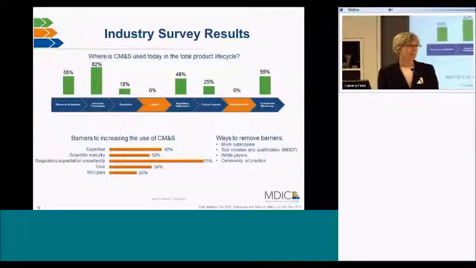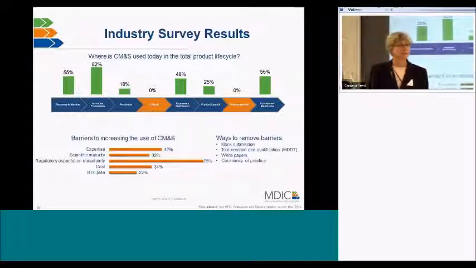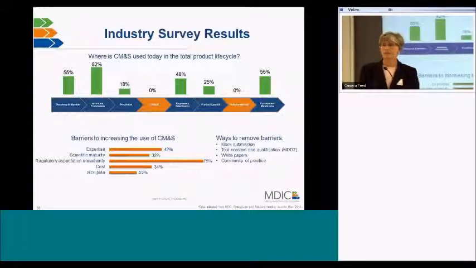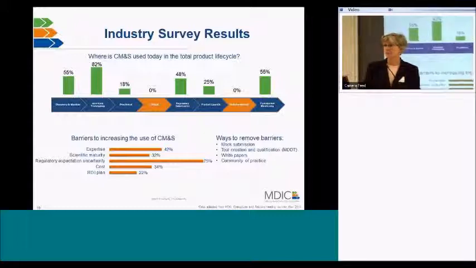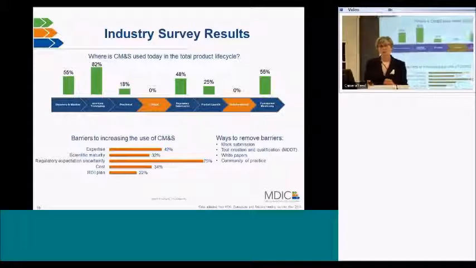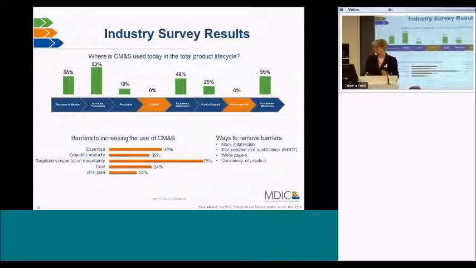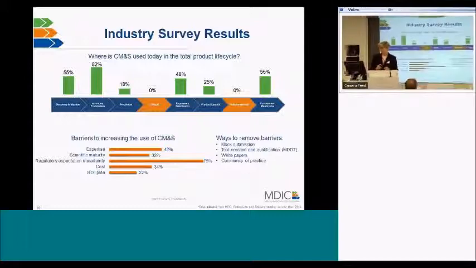So this gives an example of the kind of data. There's much more data that we got from our survey of our industry partners saying, where are you using modeling today? And what are some of the barriers to increasing its use? And you'll see that the biggie here, if you look at the bar chart at the bottom, is the uncertainty around regulatory expectations. And so that is exactly where there's space for MDIC to bring collaborators together to drive down that regulatory uncertainty and drive up the use of modeling in regulatory submissions.